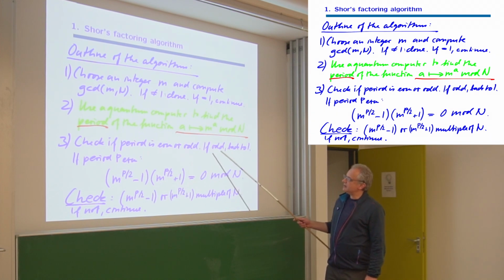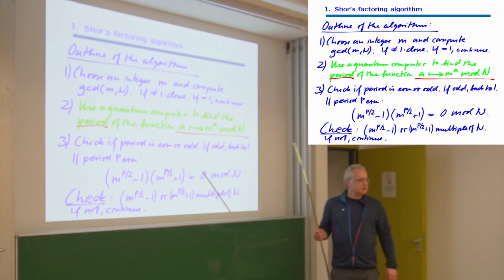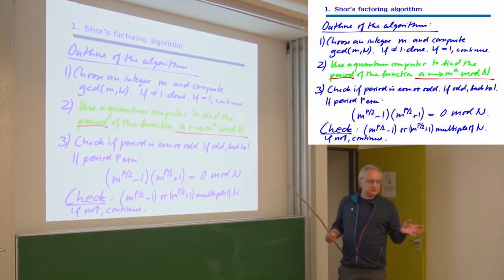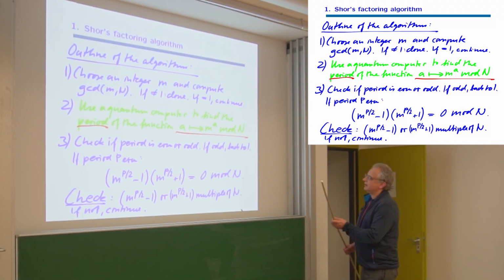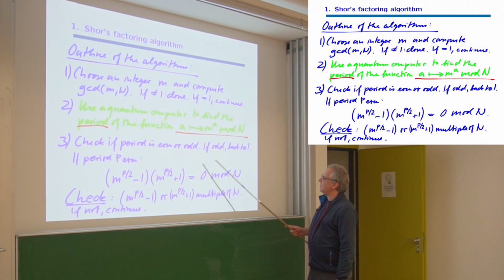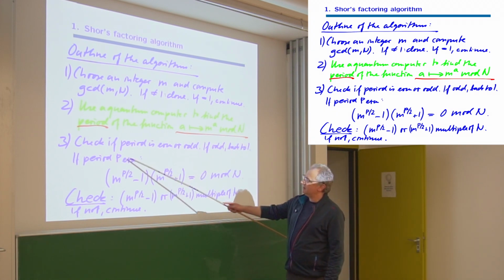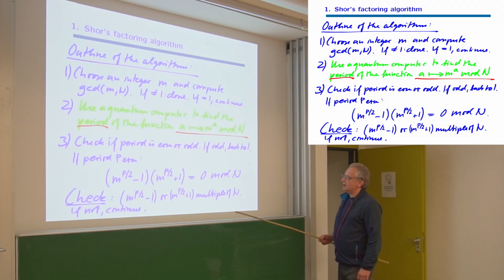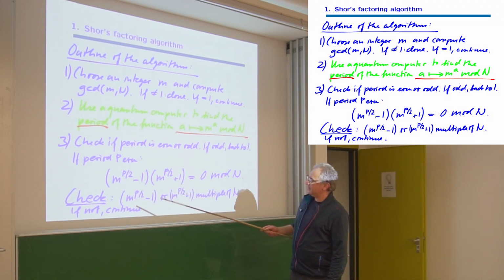So if the period is odd, that was bad luck, and then we have to start over, and it's about 50-50. Yeah? So now suppose after a while we were lucky and we find an even period. So then for the period holds the following thing.